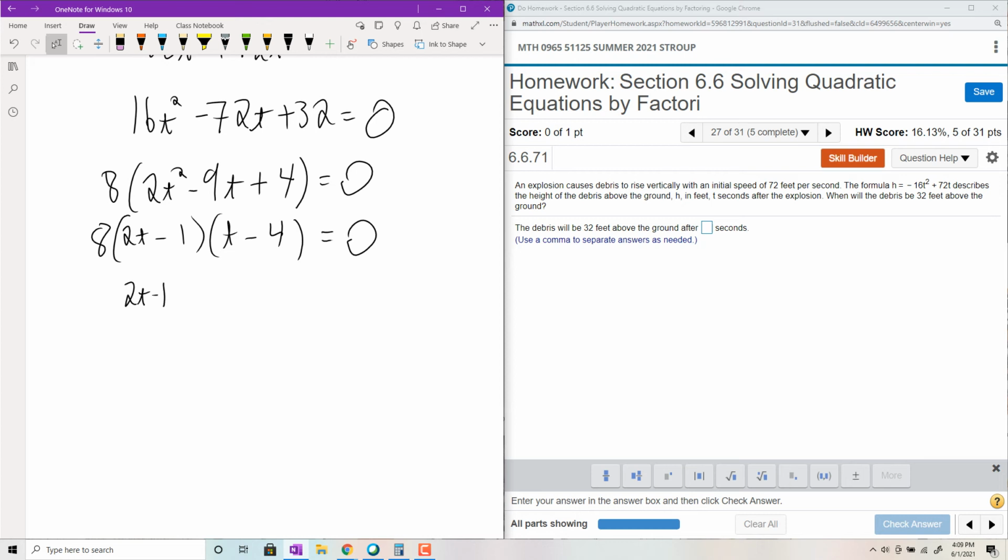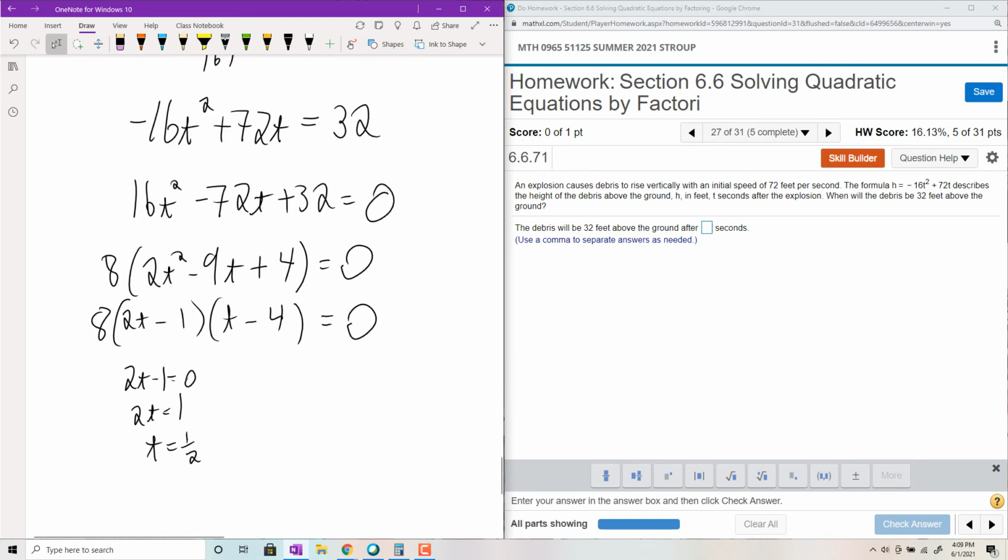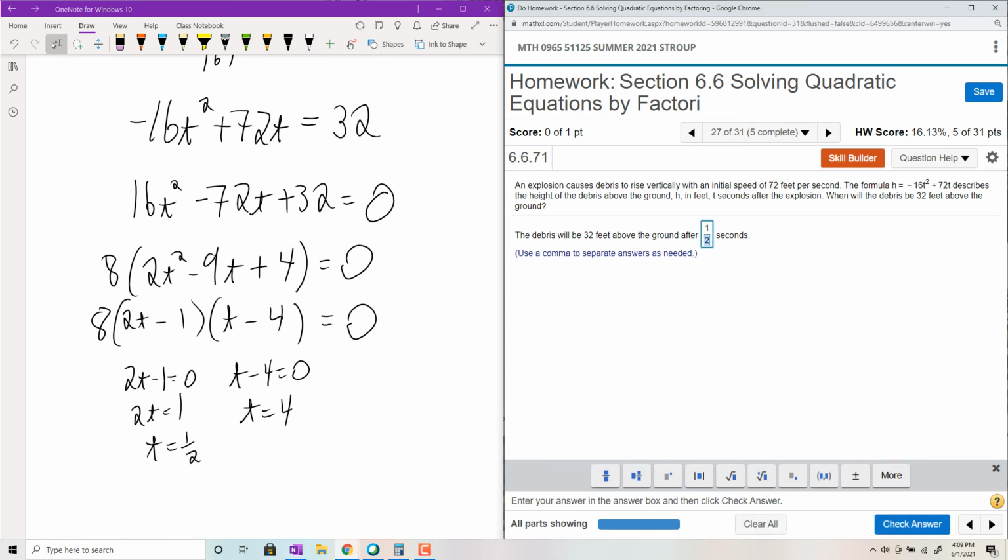So 2t minus 1 equals 0, so 2t equals 1, t equals 1/2. And then t minus 4 equals 0, and then t equals 4. Yeah, so there's two answers this time. 1/2 second when the explosion debris is going up, and then when it's coming back down at 4 seconds.